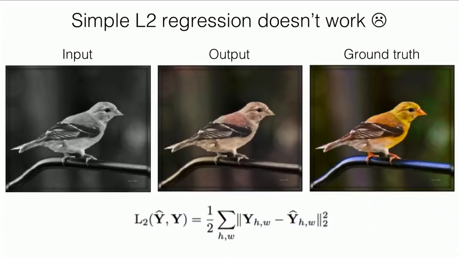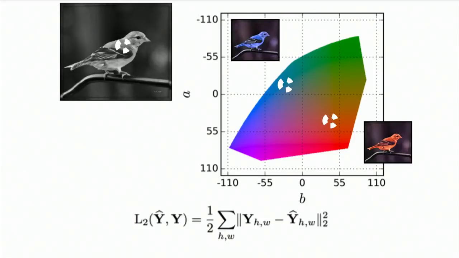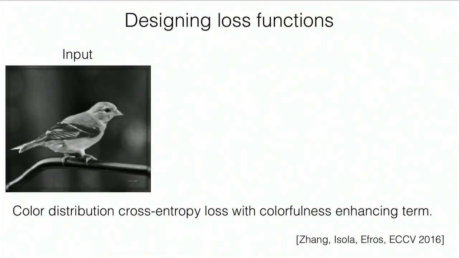So what happens? Well, the problem is that if you have a multimodal distribution, for example, this bird, it might be blue, or it might be reddish, right? So what is L2 going to do? Anyone? Take the average, right? And the average in color space is gray. So that's why you get all these nasty gray results. So this is not the right loss function.